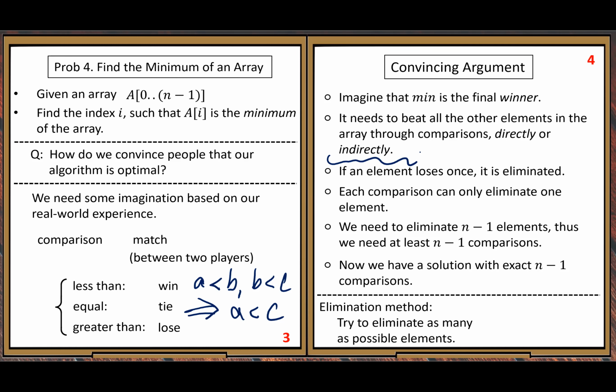Let me give you an example. For example, if we want to sort a 5-element array, and after a few comparisons we already know there is a top one, the biggest one, we can eliminate it from consideration. Then we reduce the array size, right? The 5-element array after elimination becomes a 4-element array. So that's the elimination method.